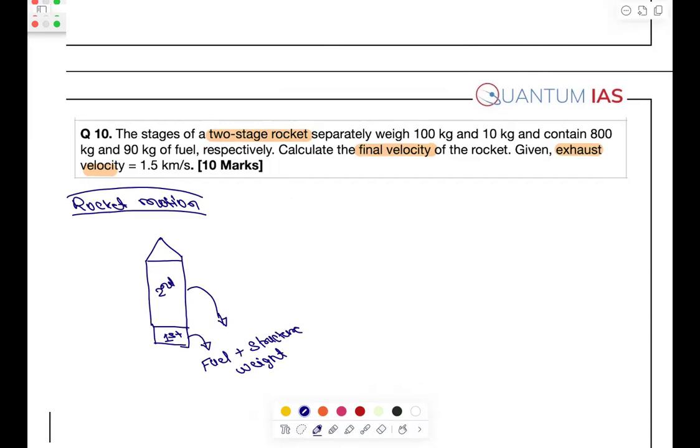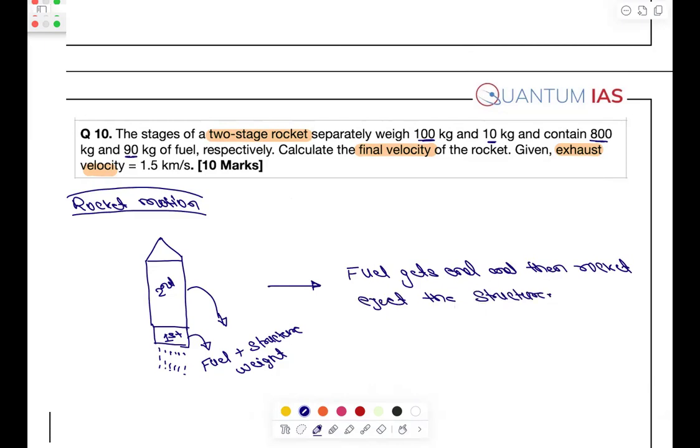Obviously, now you need to understand the two stage rockets separately weigh 100 kg and 10 kg, 800 kg and 90 kg of fuel, right? So what will happen in the first stage? Exhaust is taking place. First the fuel gets ended, and then the rocket ejects the structure.